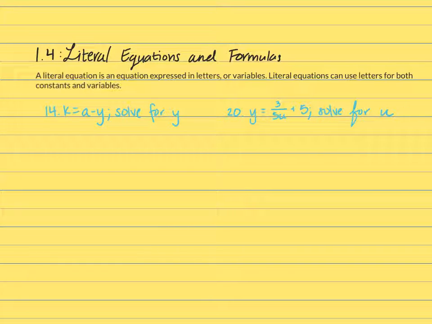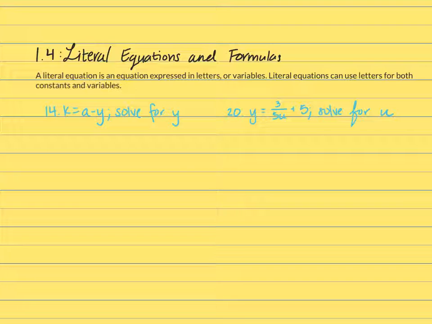So we've been dealing a lot with variables and equations with one variable and equations with two variables, and so now we're going to look at literal equations and formulas. So we're basically going to be applying what we've been talking about to more types of situations. So a literal equation is an equation expressed in letters or variables. Literal equations can use letters for both constants and variables.